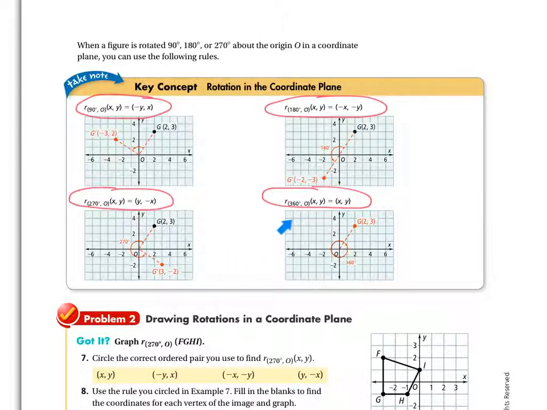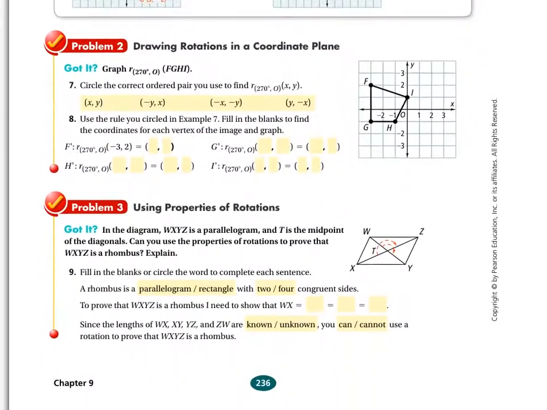If you have a 360-degree turn, it means that your point is starting and ending at the same place, so nothing changes. You make a complete circle to get back to that point. So let's look at example 2.